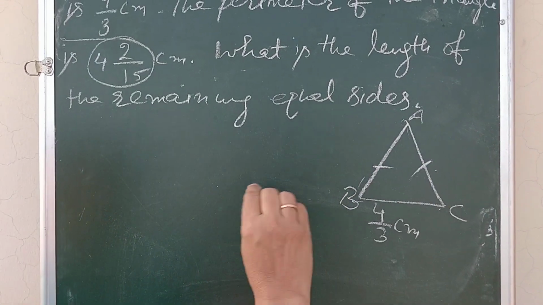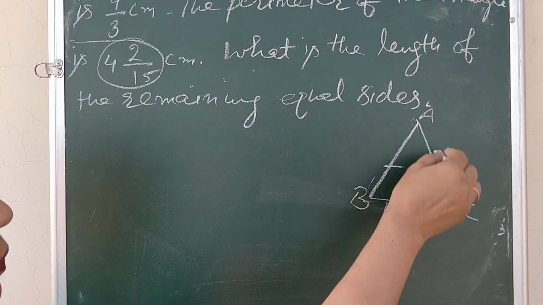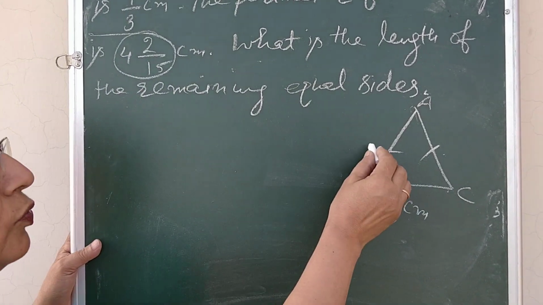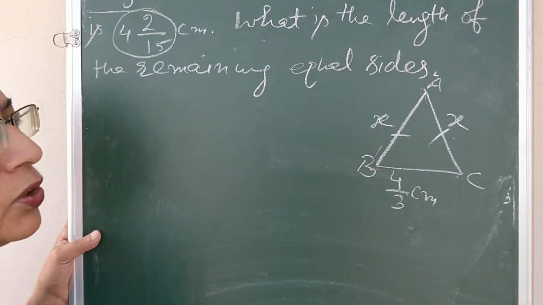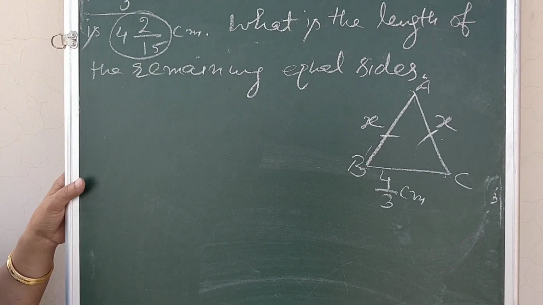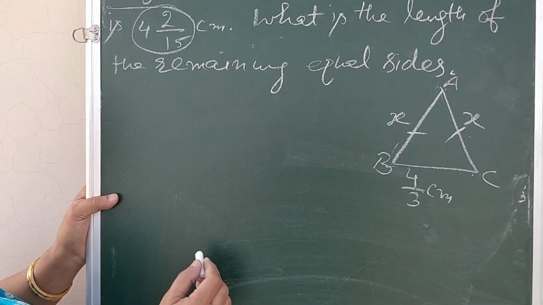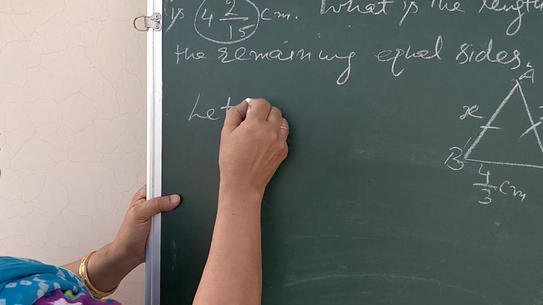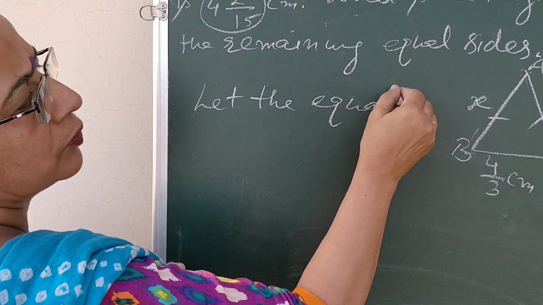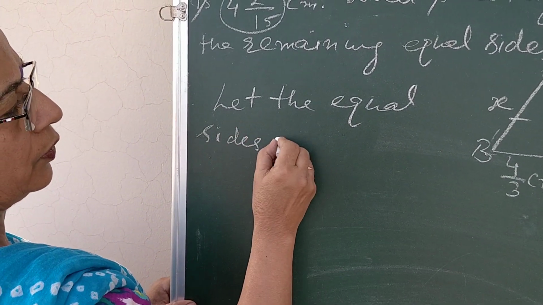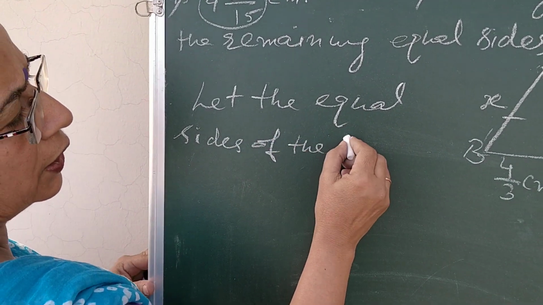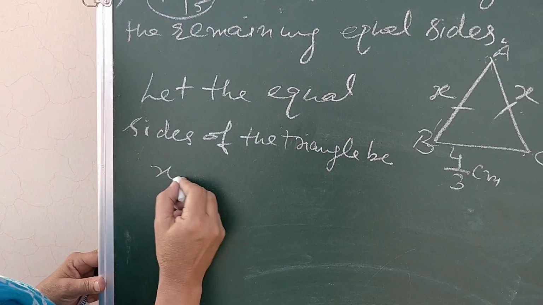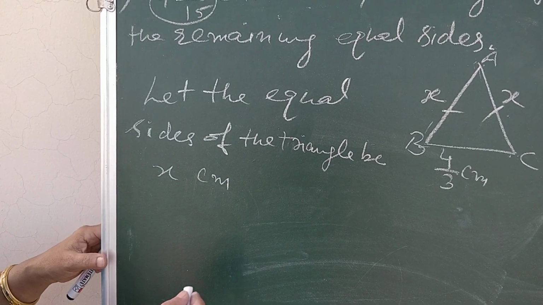Now it is not given what the sides AB and AC are, what is the length of the remaining equal sides. Now here you will take the equal sides as x centimeter, and we can find out the perimeter. Here how will you start? We will start that let the equal sides of the triangle be x centimeter.